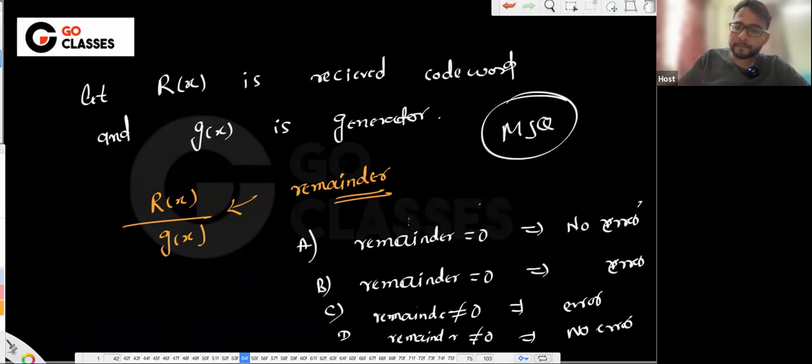Which of the following are correct? If the remainder is 0, then there may be no error. I mean, it is not always the case. It is basically always... this always implies no error. Okay, these are the "always" statements.